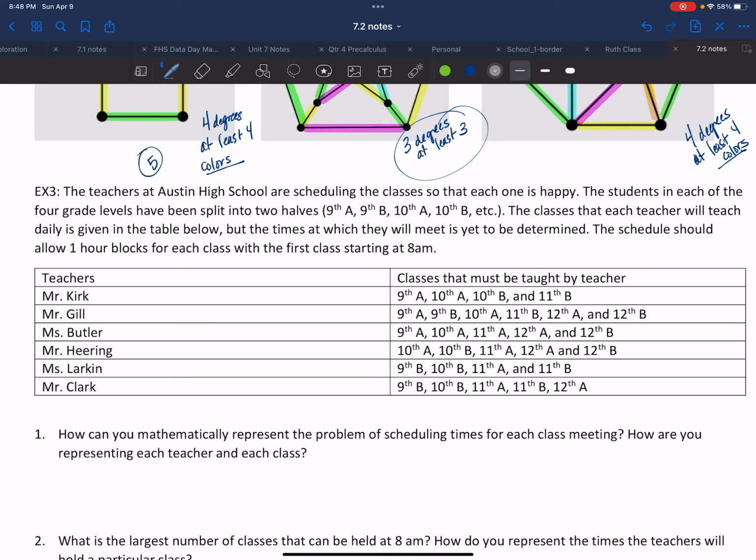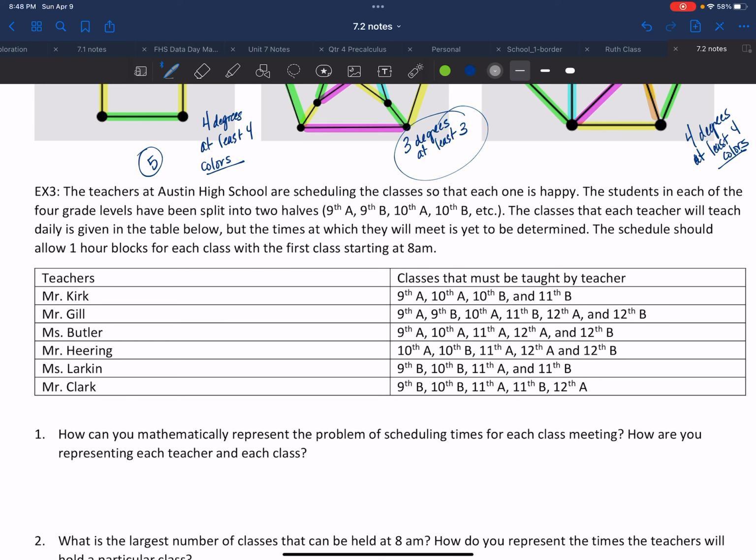The schedule should allow 1-hour blocks for each class, with the first class starting at 8 a.m. How can you mathematically represent the problem of scheduling times for each class meeting, and how are you representing each teacher in each class?